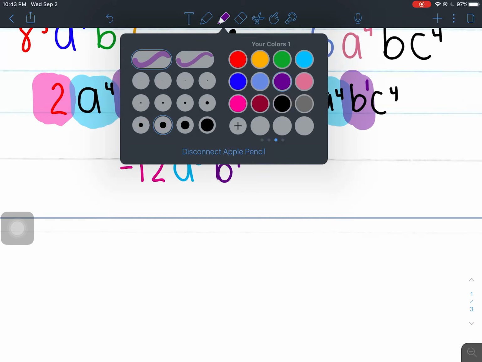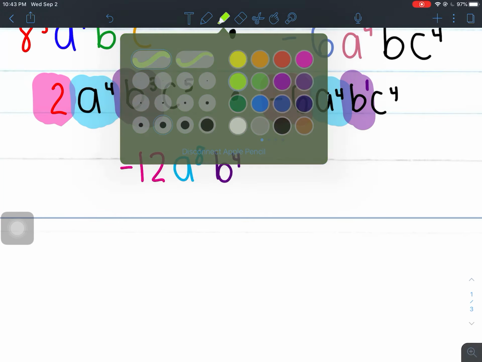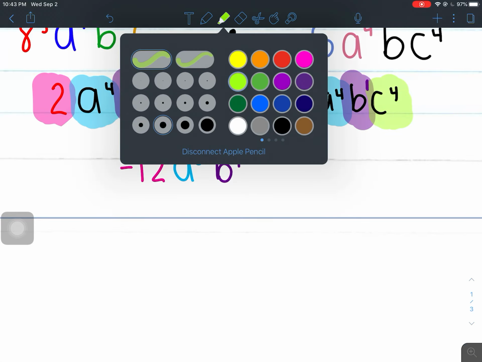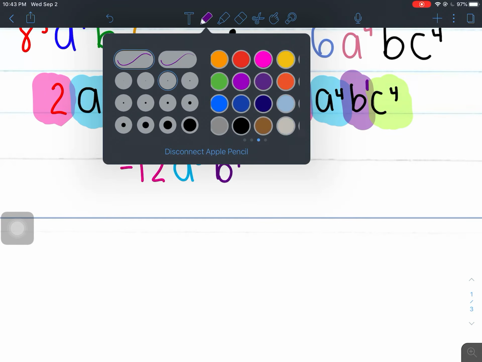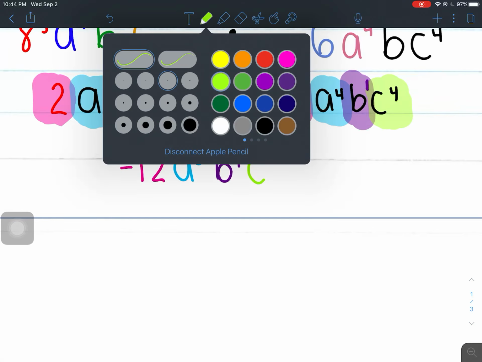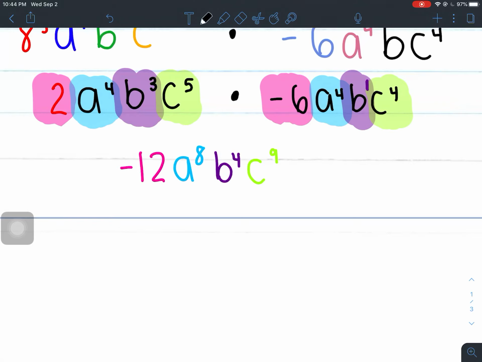And then lastly, I don't know what other color I haven't used yet, so let me pick a different color on my palette here. Let's pick this lime green. So we have c to the 5th and c to the 4th. Okay, well, c to the 5th and c to the 4th, I would add those exponents and get c to the 9th. I would add 5 and 4 together. That is super bright. Oh my goodness. It's crazy. All right. And I have no more bases, so now I am finished with this problem.